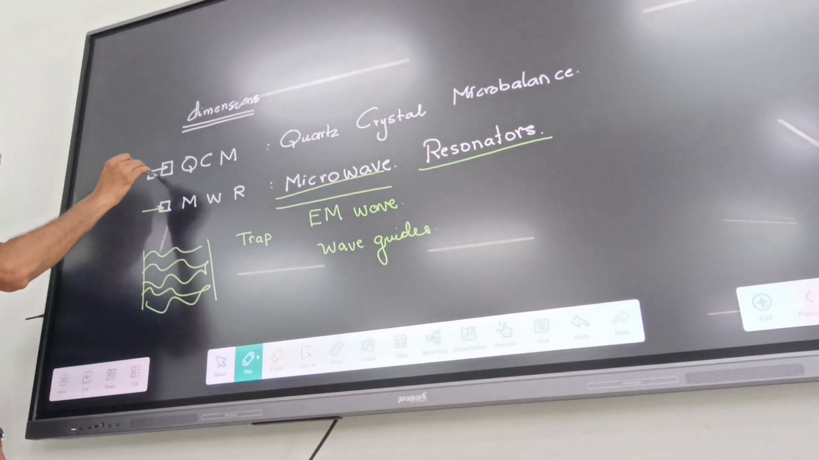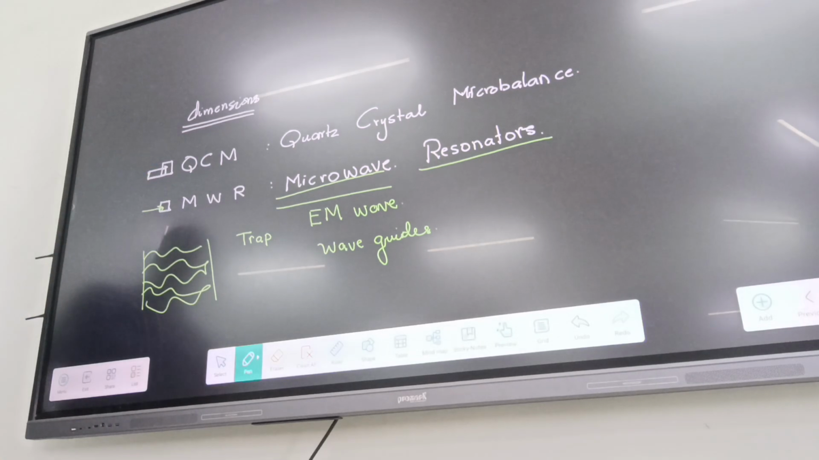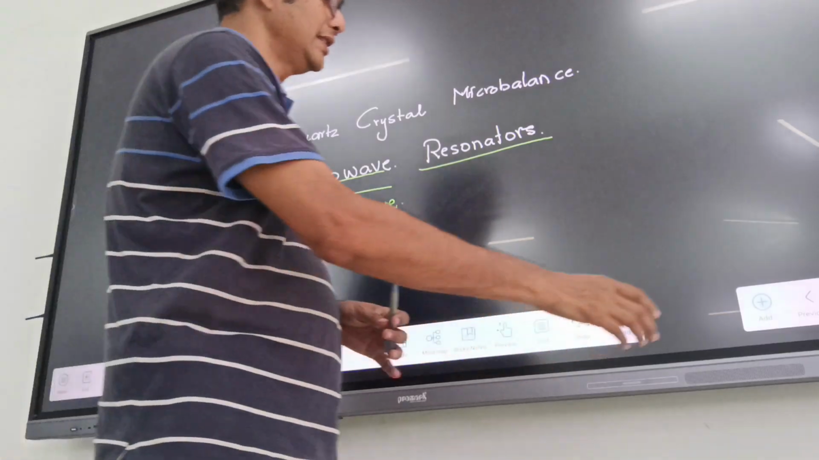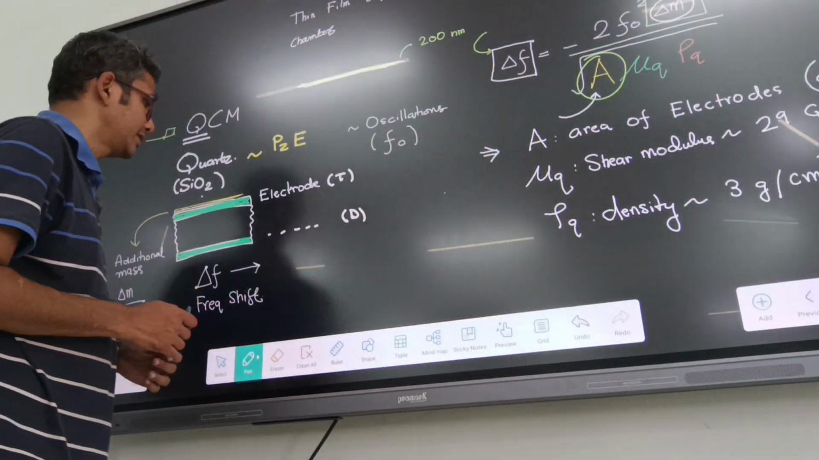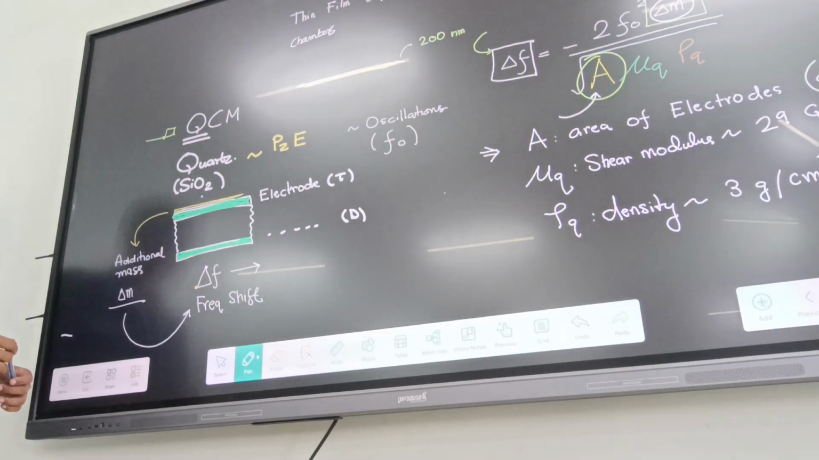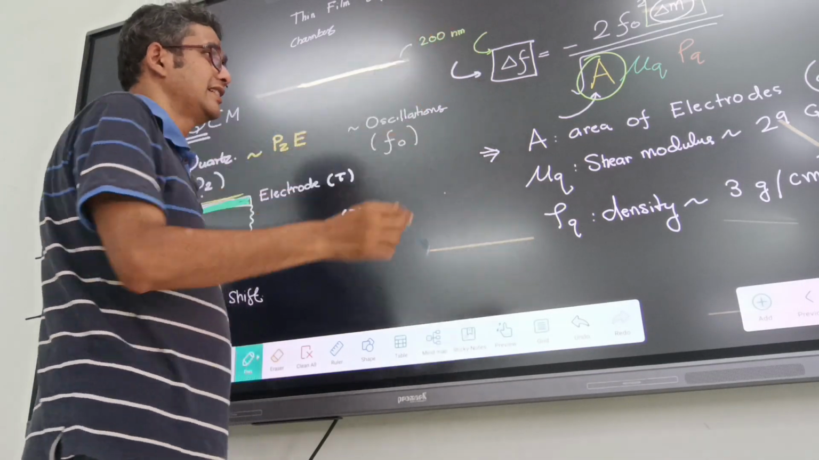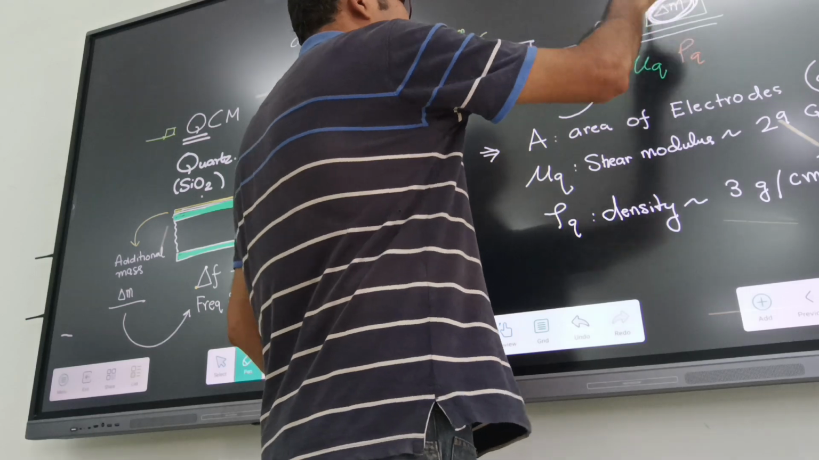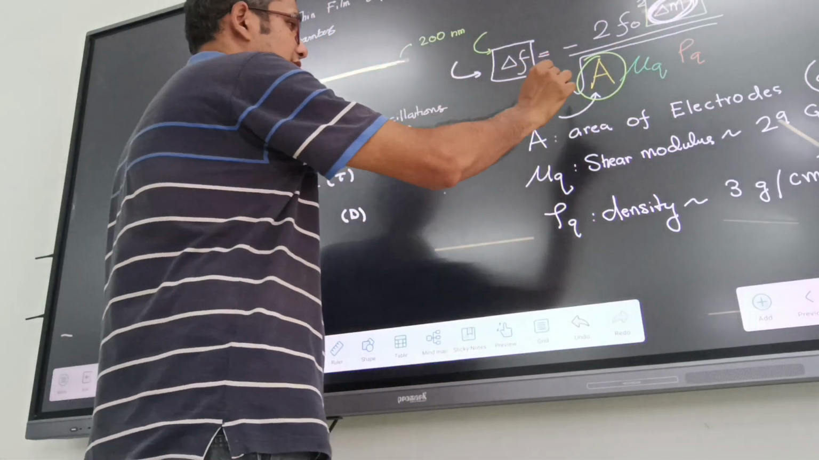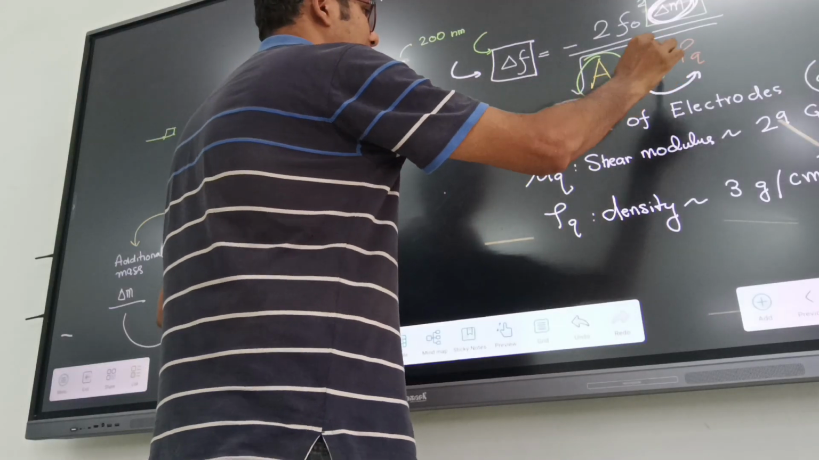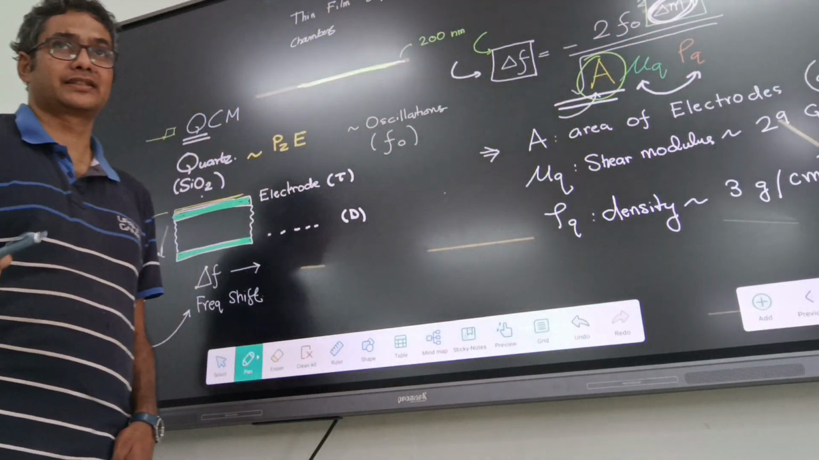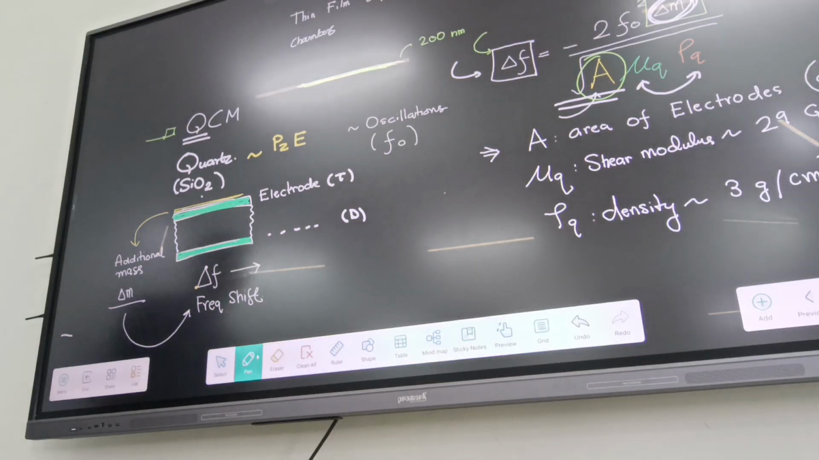One is the quartz crystal microbalance. Another one is the microwave resonator. In the quartz crystal microbalance, as you know, quartz is a piezoelectric material, and we have a system with two electrodes. The deposition of a foreign material on one of the electrodes leads to a change in frequency, which is related to the change in mass. And here you can see that it is related to the dimensions and also the type of material we are using as a resonating system. This is one of the examples.